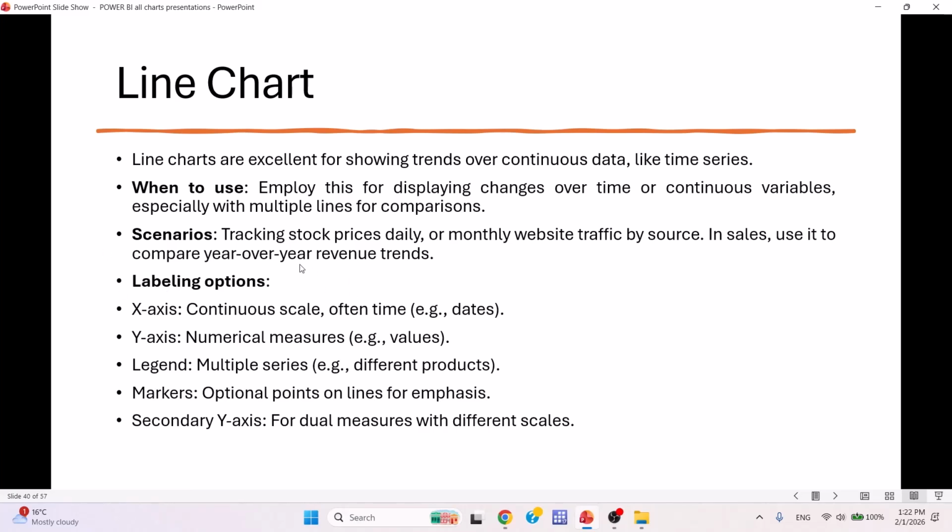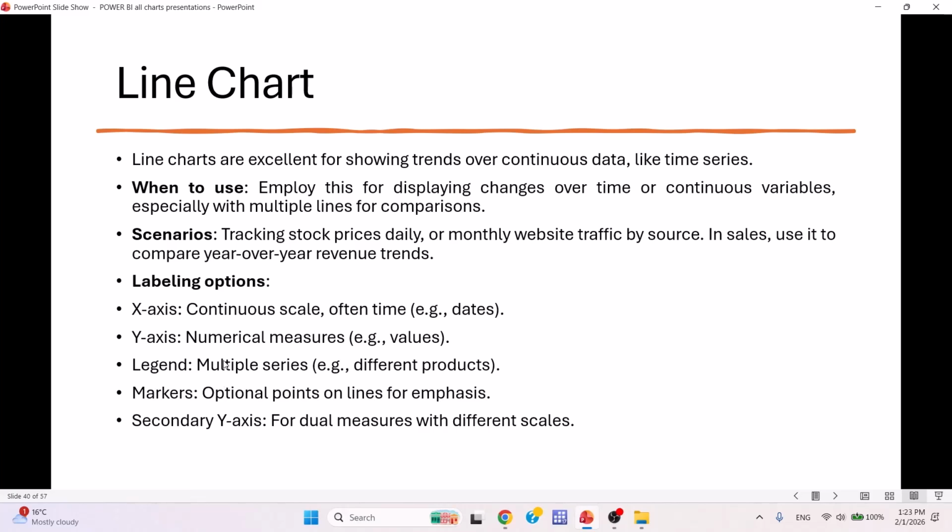Similarly, you can also track the prices of any commodity over a time period, whether the commodity price is increasing or decreasing. For the labeling option for the x-axis, you have to take the continuous scale. Most of the time we take the time variable on the x-axis, and for the y-axis we take the numerical values. So if you have data of month and sales, month will be on the x-axis and sales will be on the y-axis, that is the numerical value.